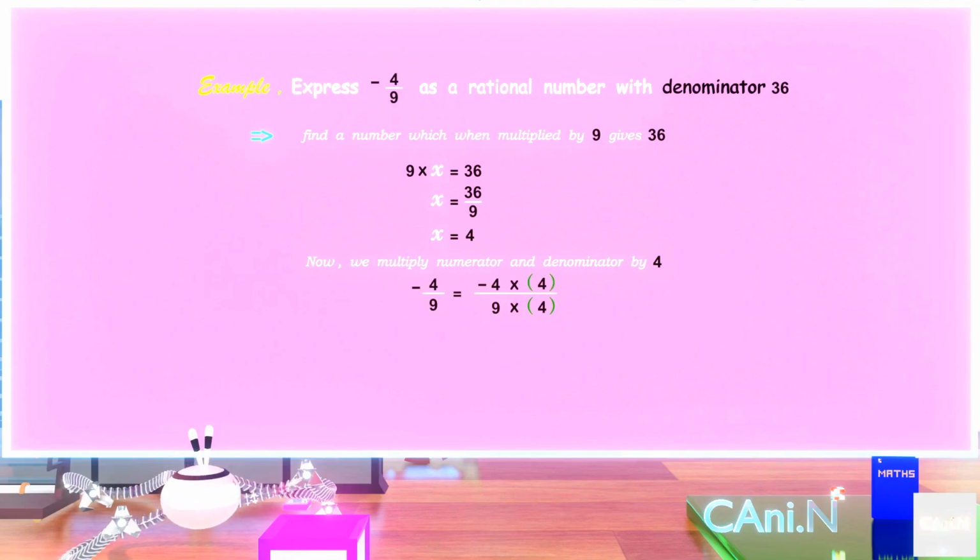Minus 4 by 9 equals minus 4 into 4 by 9 into 4. Therefore, minus 4 by 9 equals minus 16 by 36. So, here we have expressed minus 4 by 9 as a rational number with denominator 36.